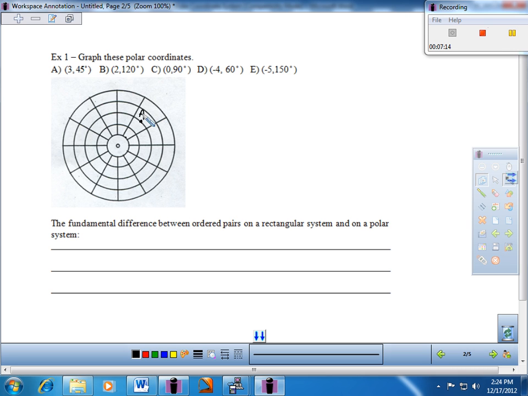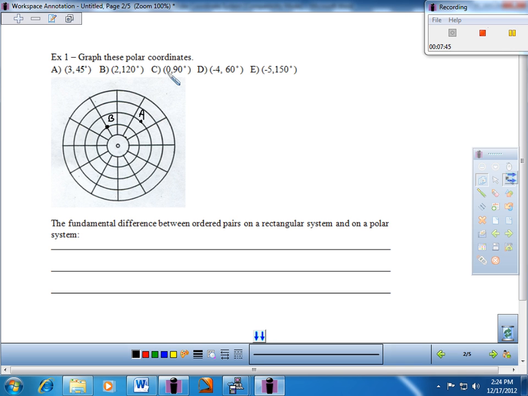So let's go for it. Let's do letter B. I see the 120 degrees. Everybody rotate with me. 30 degrees, 60, 90. Here's your 120 right here. So there's the 120-degree terminal side. And then just a radius of 2 means 1, 2. And there you go. There's letter B. So 2, 120 degrees. All right, good.